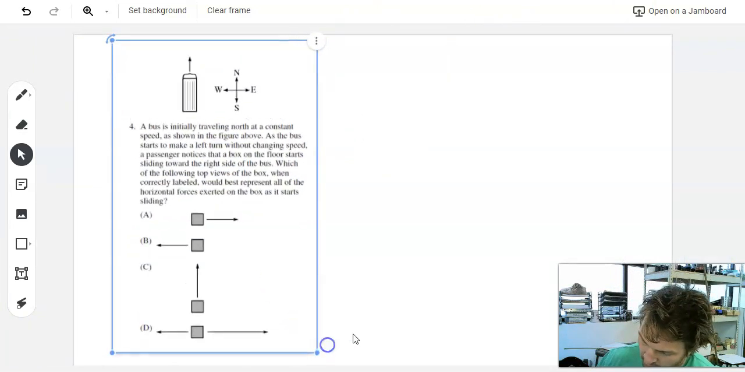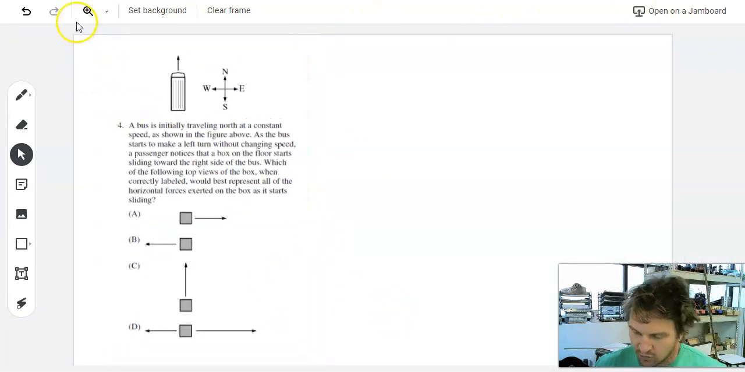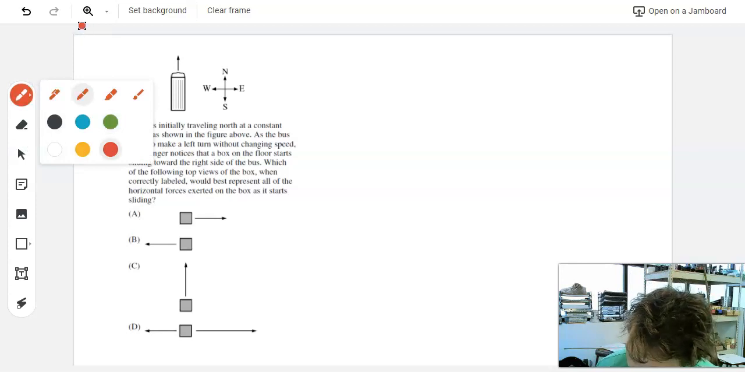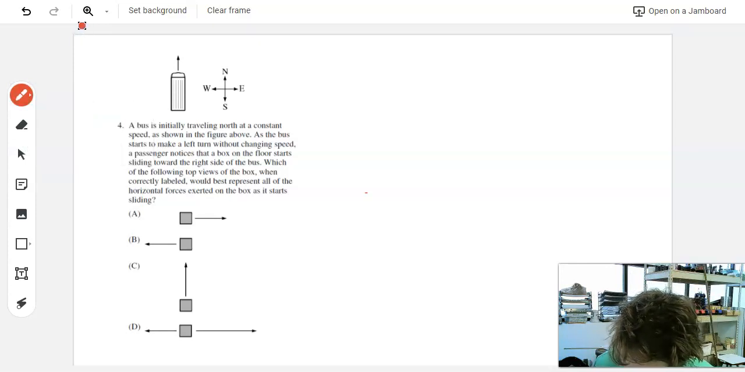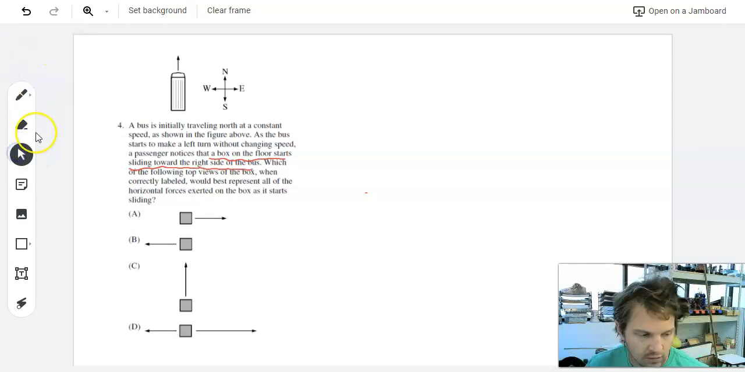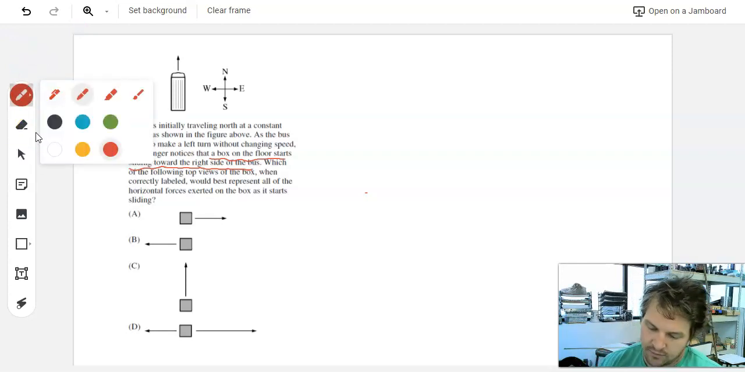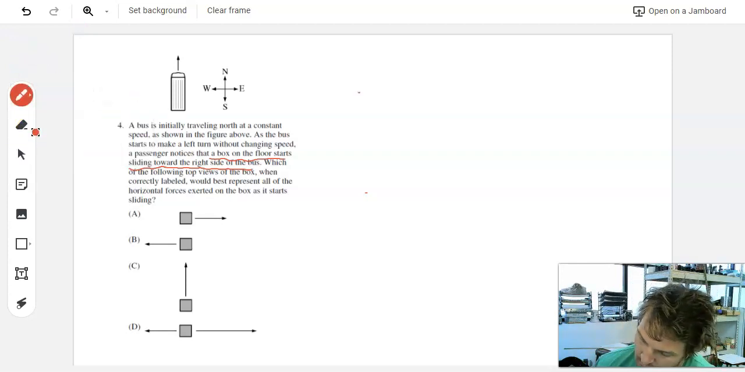Number 4, a bus is initially traveling north. It says the bus starts to turn left without changing speed. The passenger notices that a box on the floor starts sliding to the right. So here's what we need to remember. First of all, Newton's first law.